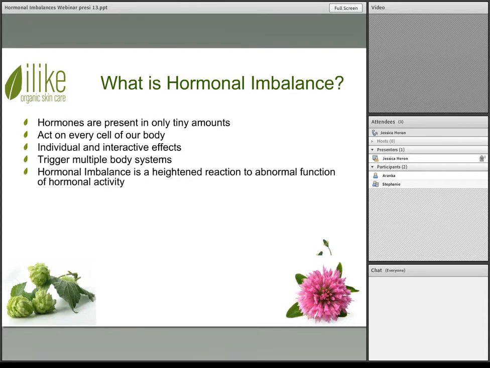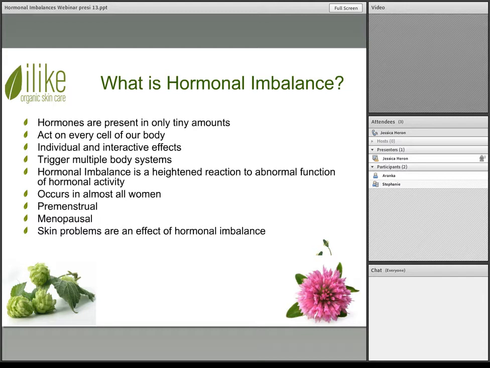Hormonal imbalance is a heightened reaction to abnormal function of hormonal activity in the body. It occurs in almost all women, especially in older women, during the premenstrual cycle of even younger or mature women, and then also during their menopausal stage as well. So these types of hormonal imbalances can occur in almost all women, but mostly during premenstrual symptoms or during menopausal stages or at that age.